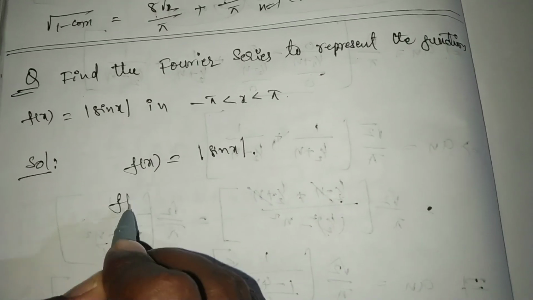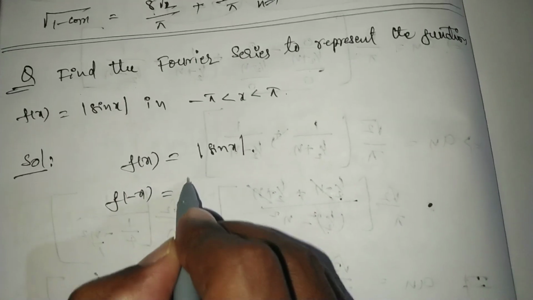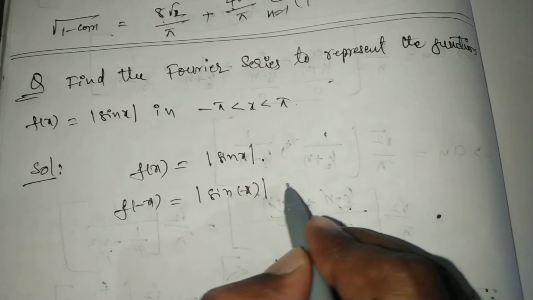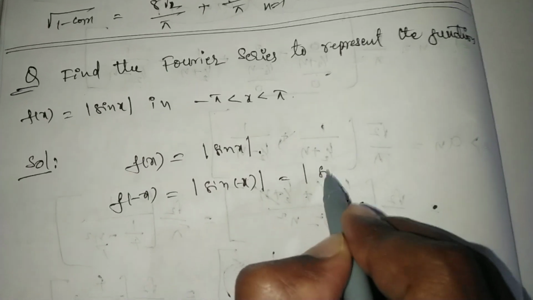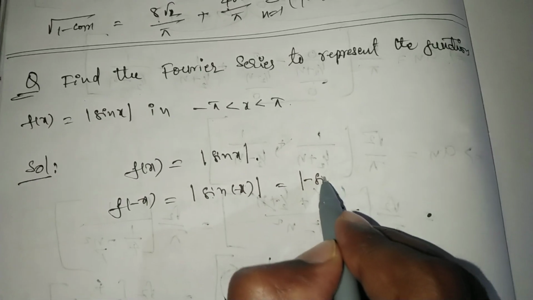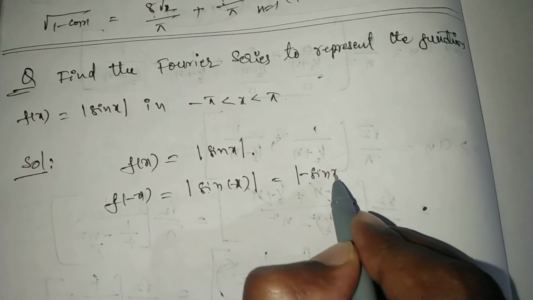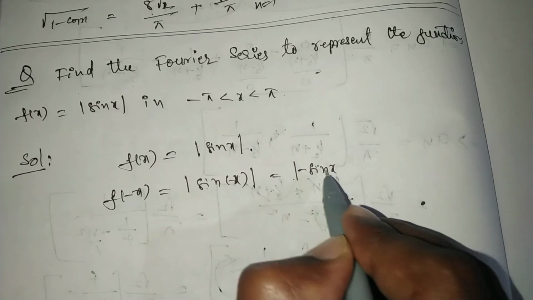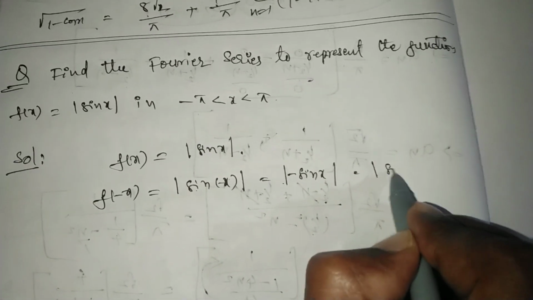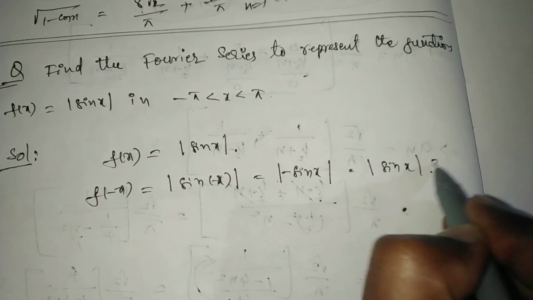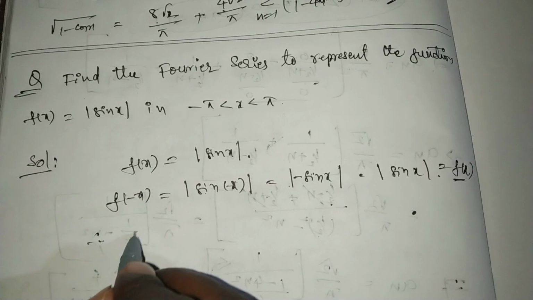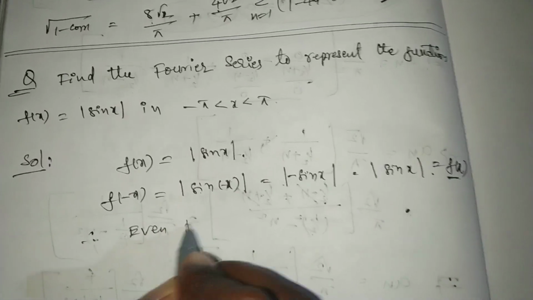So let's verify. F of negative x is equal to mod of sin of negative x, close the mod, that is equal to mod of sin of minus theta, which is minus sin theta. So here we have x, so mod of negative sin x. Mod of minus means just the same value, mod sin x, that is equal to f of x. So the given function is an even function.